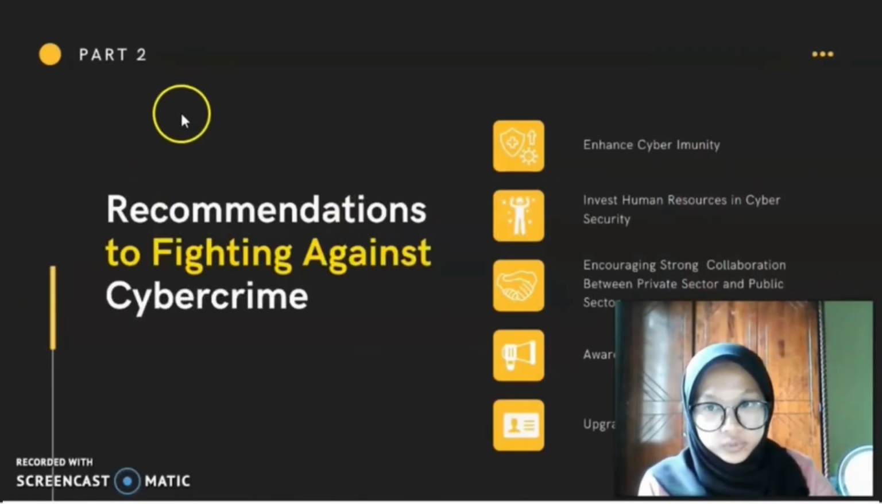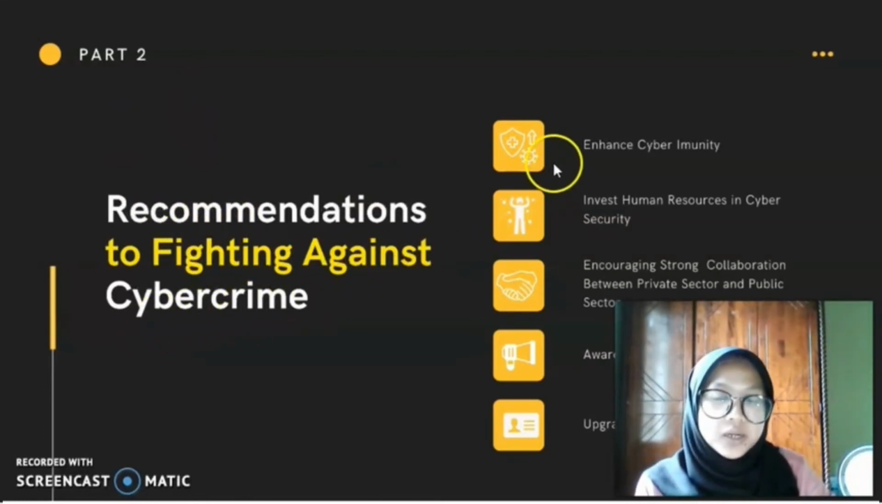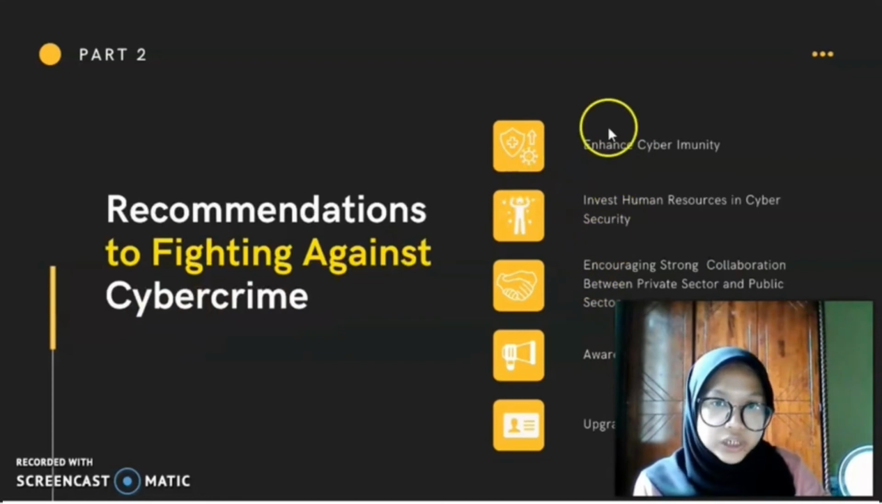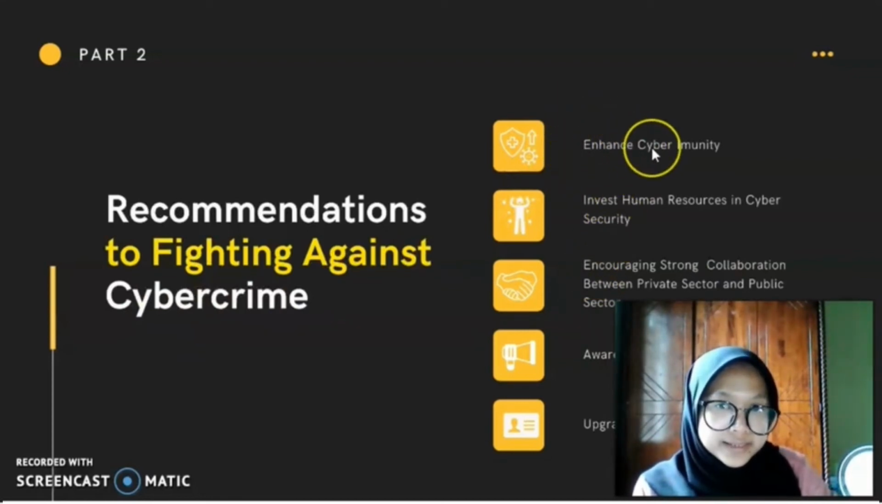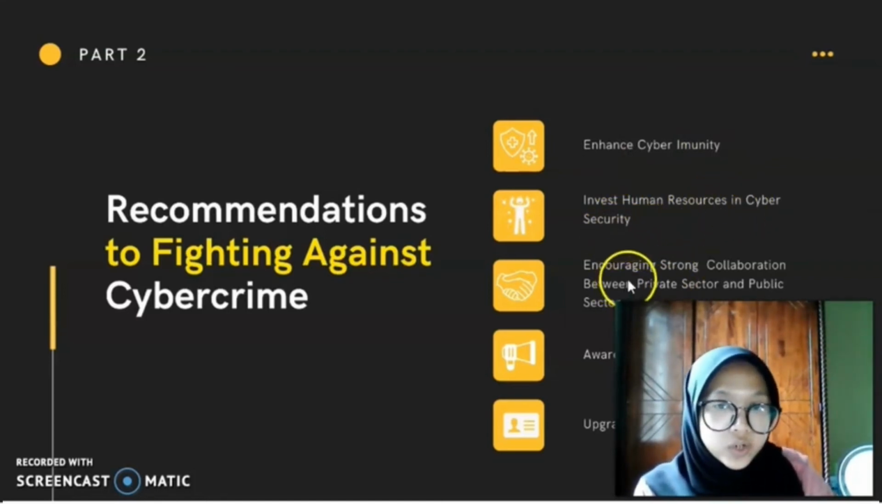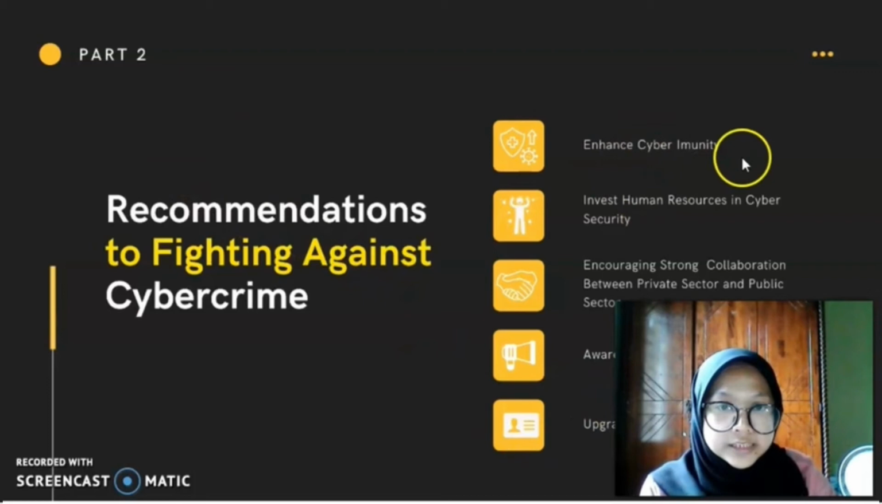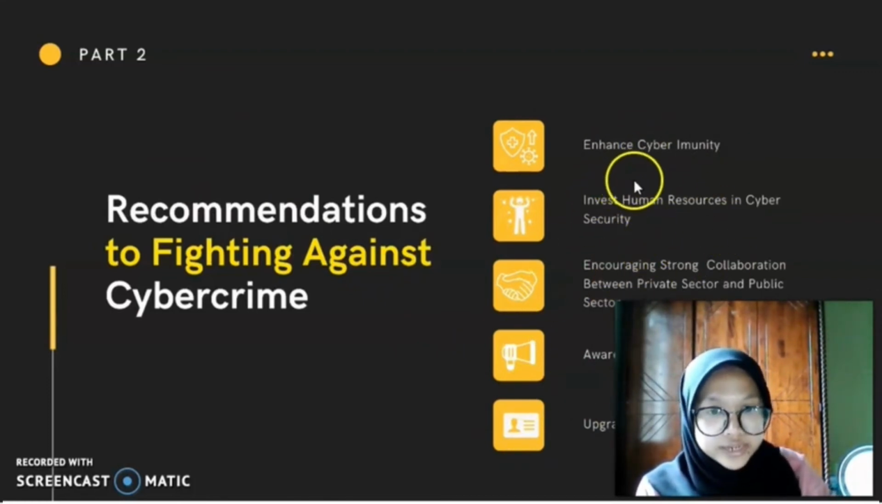Okay, this is part 2, recommendations for fighting against cybercrime. We highlight 5 recommendations. One is enhancing cyber immunity. Second, investing in human resources in cyber security. The third, encouraging strong collaboration between the private sector and the public sector. The fourth, awareness campaign, and the last one is to upgrade the Jaga My ID service. So these are the 5 recommendations that we will explain today.